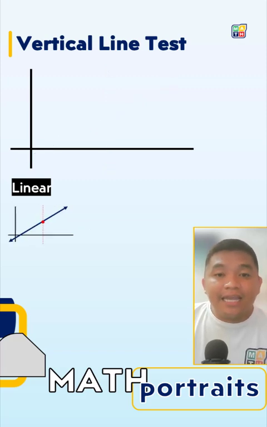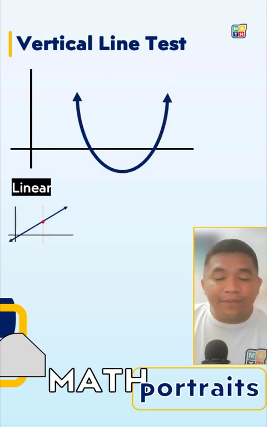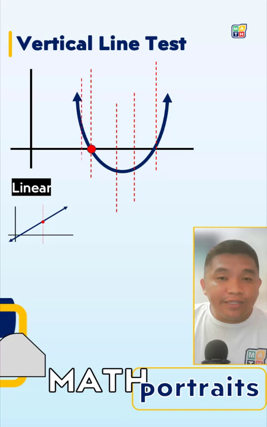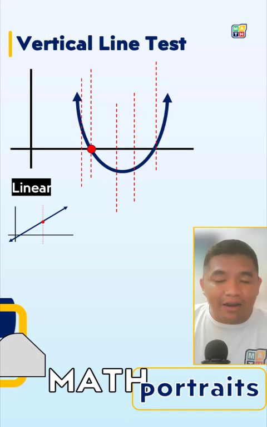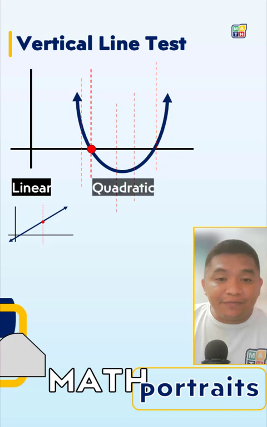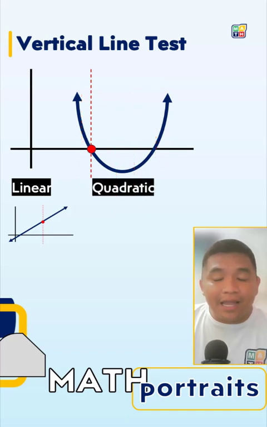Second is if we have this given graph here, this is what we call a parabola. If we're going to draw a vertical line here, we could see again one intersection. And whether you're going to draw vertical lines elsewhere, we could only have one intersection on the graph and that imaginary line. This is also a graph of a function. Specifically, this is a parabola, a graph of a quadratic function.